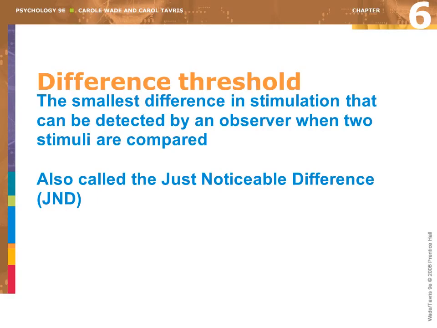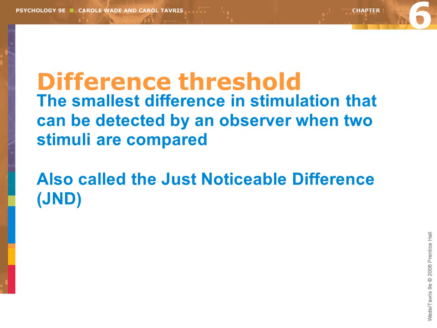Difference threshold, we'll look at the word difference threshold. So you can tell the difference between two stimuli: the smallest difference in the stimulation that can be detected by an observer when two stimuli are compared. It's also known sometimes as the just noticeable difference.